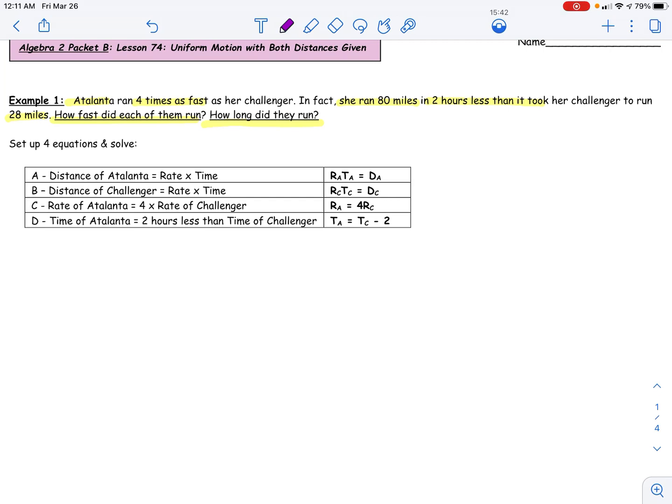All right, so we have to set up some equations here, which I've actually already done for you. So let's look at these. Kind of get a picture of what's happening here. So we have the distance. Think about this. I'm going to write this in here because I want you to see this. So we have the distance of Atalanta is 80 miles, right? She ran 80 miles.